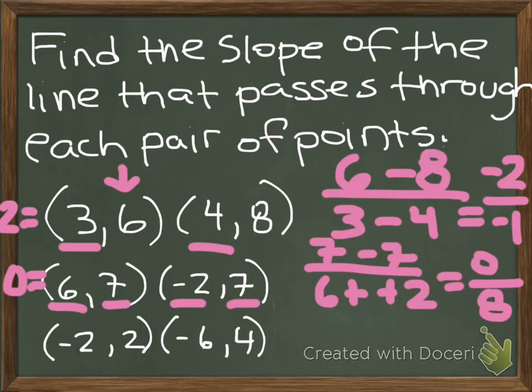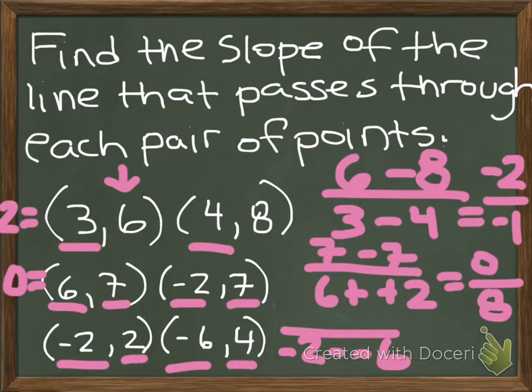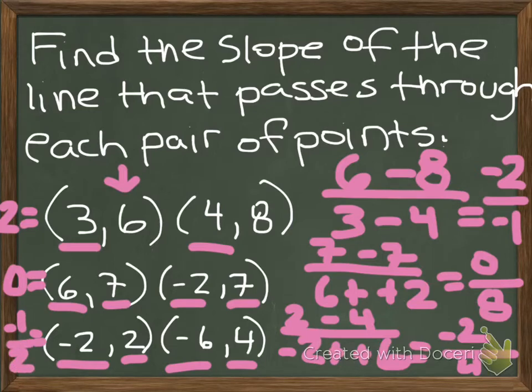And then the next one, again, we are subtracting our x's as our denominator, so negative 2 minus negative 6, and our y's as our numerator, so 2 minus 4. That's going to give us negative 2 over, this becomes plus, so negative 2 over 4, which we can simplify to be negative 1/2. And that would be our slope.